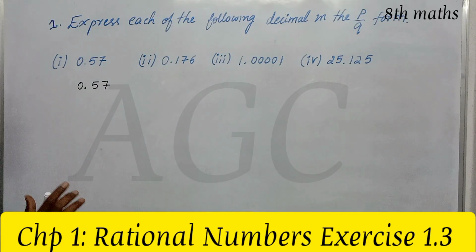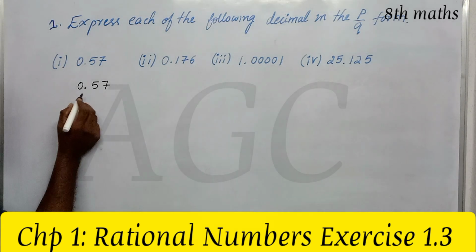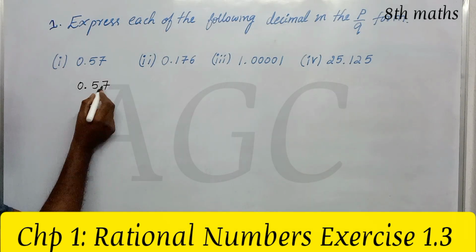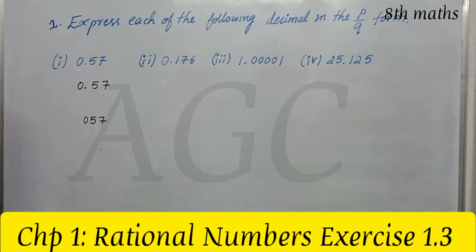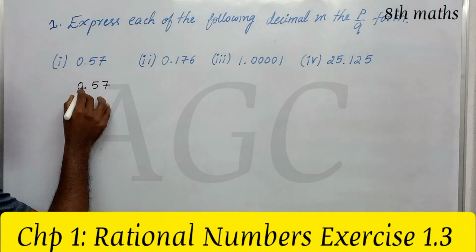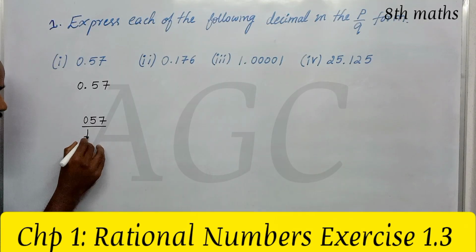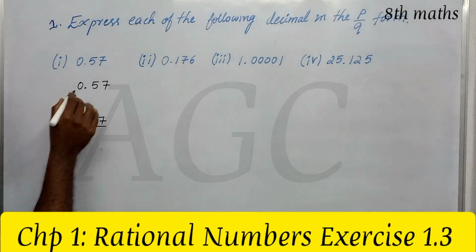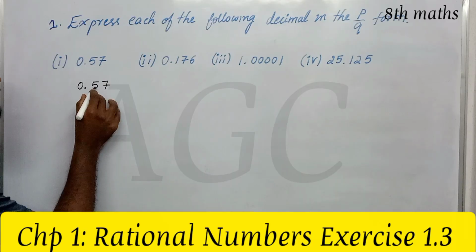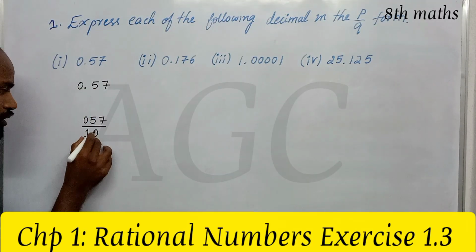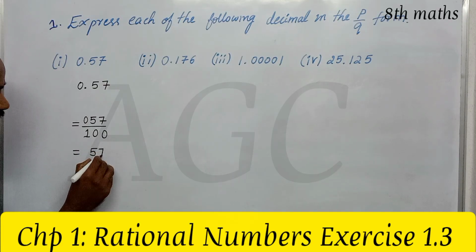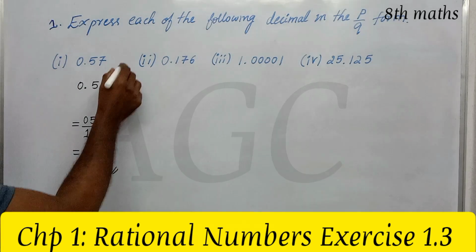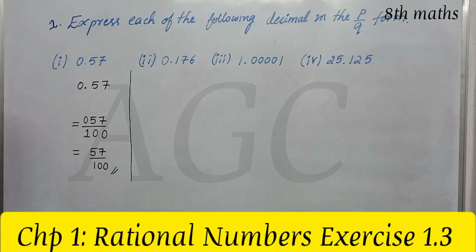Now I am converting it into the p by q form. Very simple. First write down whatever digits are here, 0, 5, 7, without the decimal point. Then for the point, write down 1, and after the decimal point, how many digits will be there? 1, 2. So write 2 zeros here. This is your answer, that is 57 by 100. That's all. So moving to the next question.